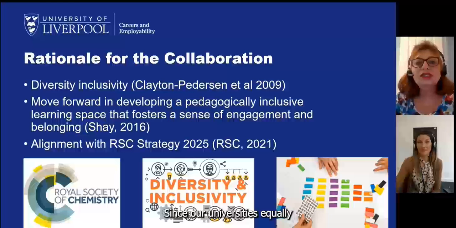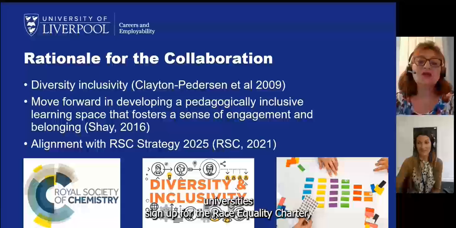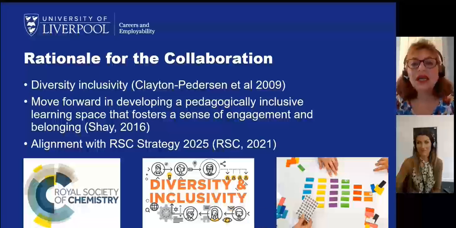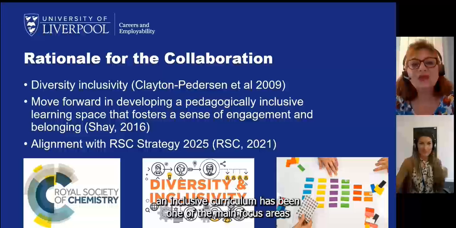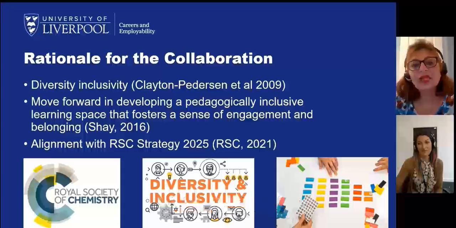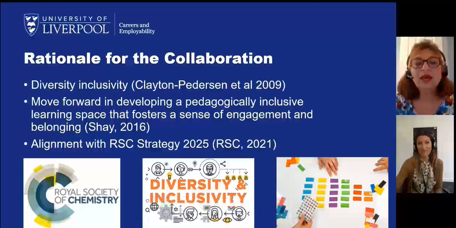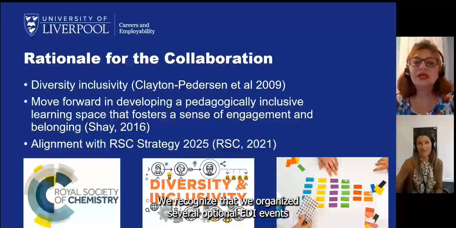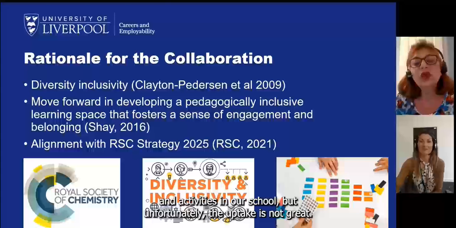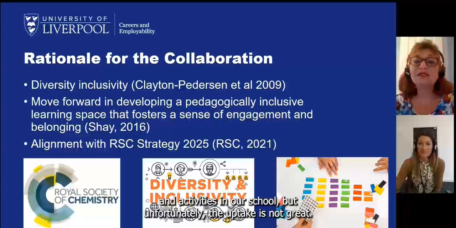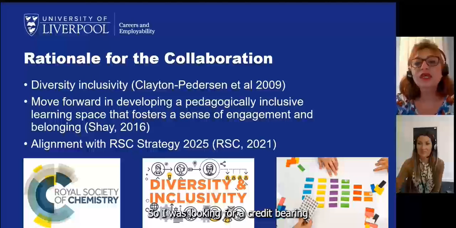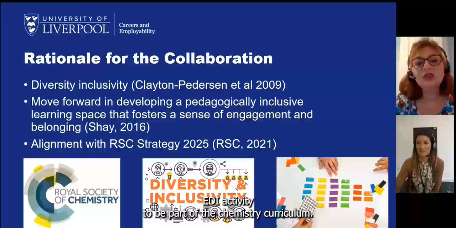Since our university signed up for the Race Equality Charter, an inclusive curriculum has been one of the main focus areas. In the School of Physical Sciences, we started working on our curriculum and how to make it more inclusive. We organize several optional EDI events and activities in our school, but unfortunately the uptake is not great. So I was looking for a credit-bearing EDI activity to be part of the chemistry curriculum.